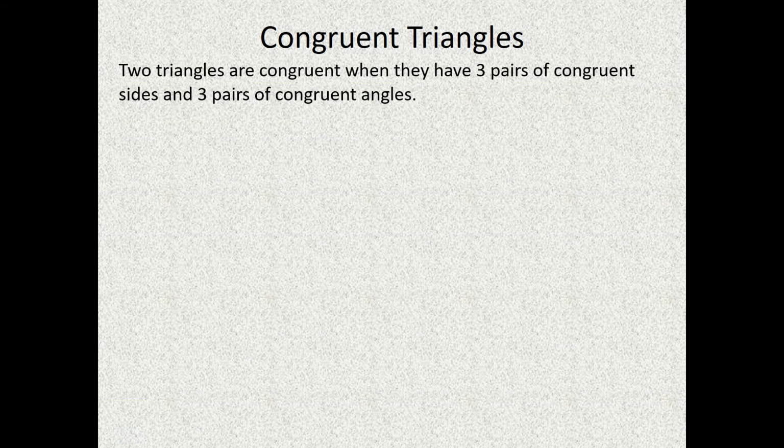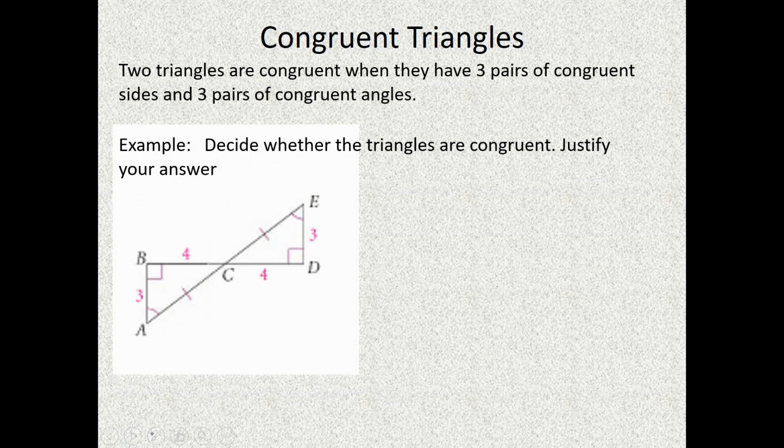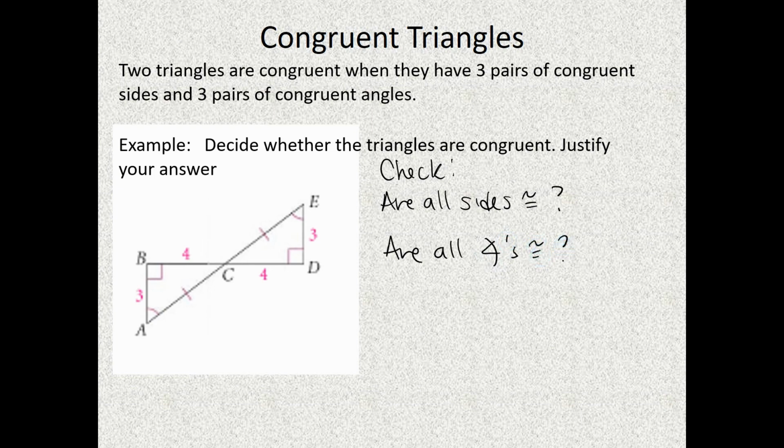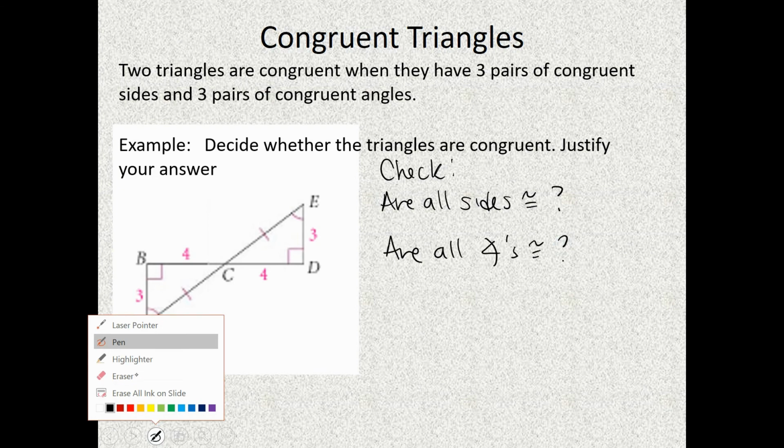For congruent triangles, we have a number of different things. 2 triangles are congruent when they have 3 pairs of sides and 3 pairs of angles that are congruent. Now, based on this information, we need to check, are all the sides congruent? So you're checking two things. Are all sides congruent? And are all angles congruent?